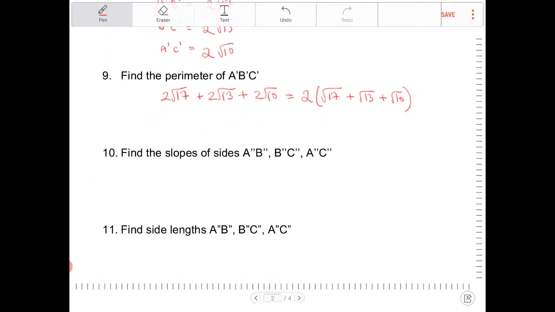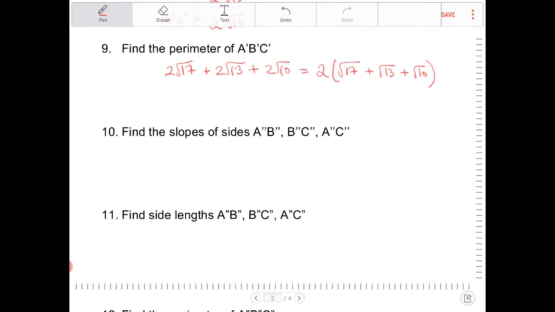Find the slopes of side A double prime, B double prime, and so on and so forth. So I think I've convinced you, and if I didn't, please do go back and revisit my explanation, or come to office hours and ask why that's the case. But all these corresponding sides will end up having the same slope. So this is going to be 1/4. B to C would be negative 2/3. And A to C would be positive 3.